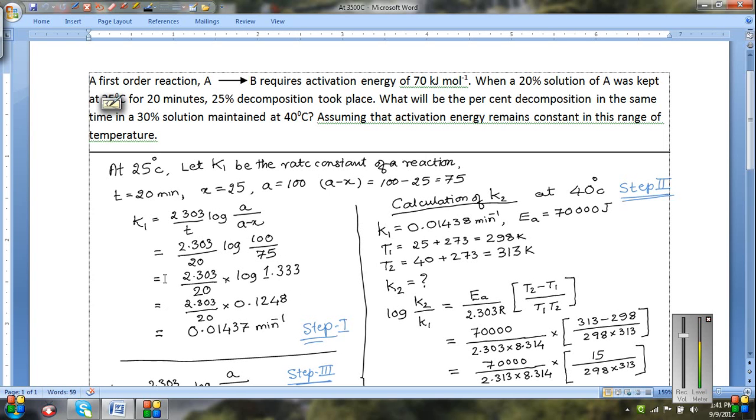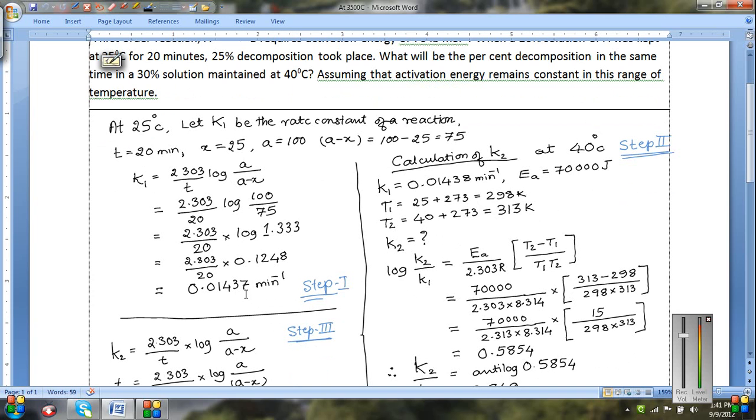If you calculate, it is 0.01437 per minute. In this way, we have to calculate the rate constant of a reaction at 25 degrees Celsius. Now, when we change the temperature to 40 degrees Celsius, do you think that the rate constant remains same? No. Rate constant changes with temperature. Now, let us calculate the K2 value at 40 degrees Celsius.